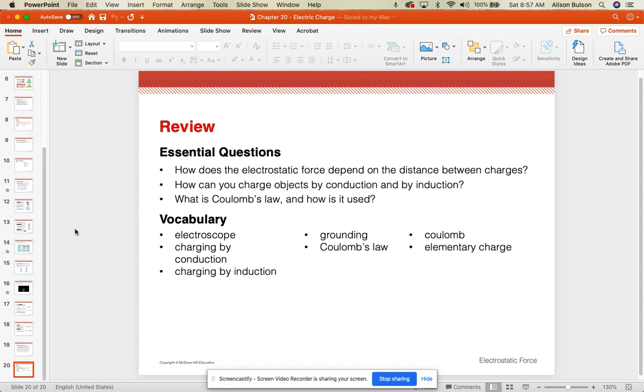So, review of the essential questions. Have we addressed these? How does the electrostatic force depend on the distance between charges? We're starting to understand. How can you charge an object by conduction and induction? Lots to learn still. It will help a lot to see it in real life, but my camera is too delayed for me to show you now, so we'll do kitchen physics next. What is Coulomb's law and how is it used? You've seen the equation. We have some practice to do as well with that. But this lecture is meant as an introduction.